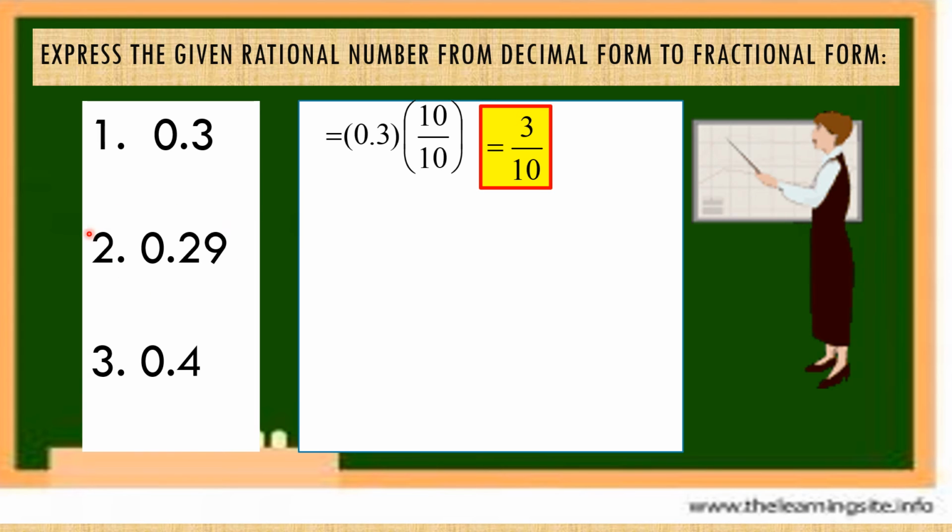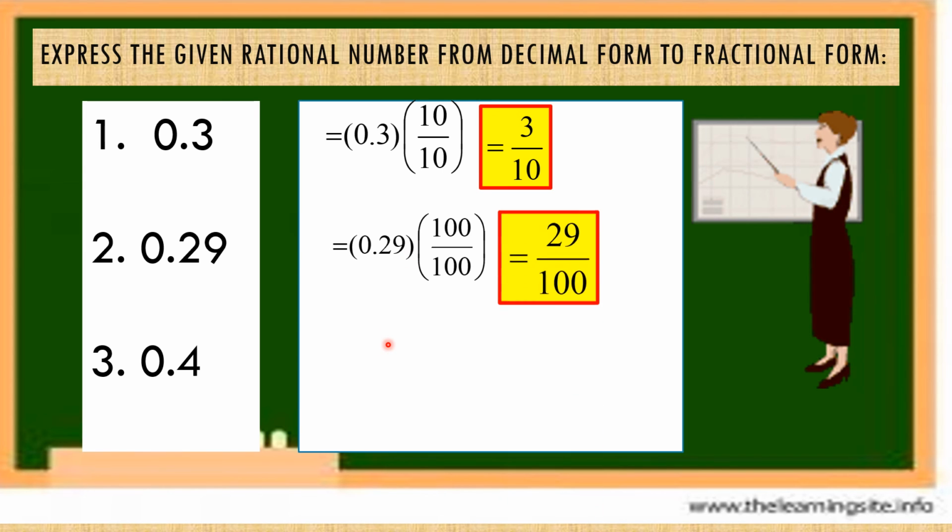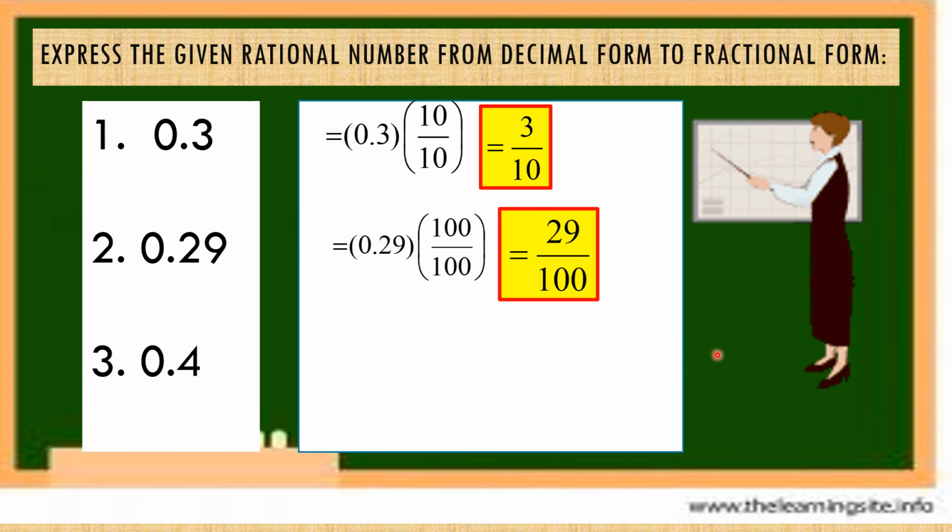We have 0 and 29 hundredths. Since this is a hundredths, we need to multiply the given by 100 over 100. Then, in 0 and 29 hundredths, we move the decimal point 2 places to the right. So therefore, the final answer is 29 over 100.